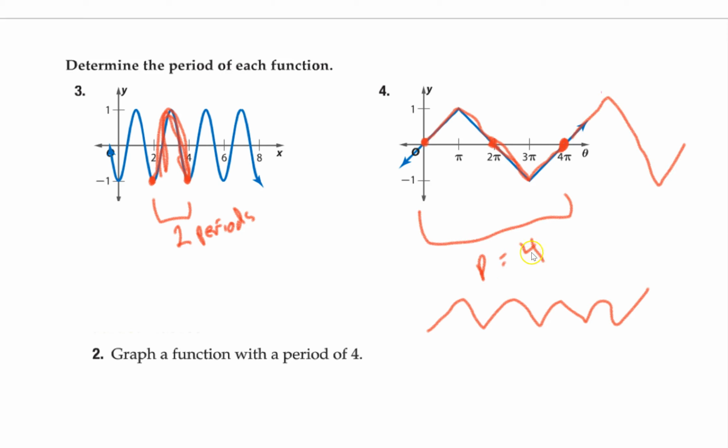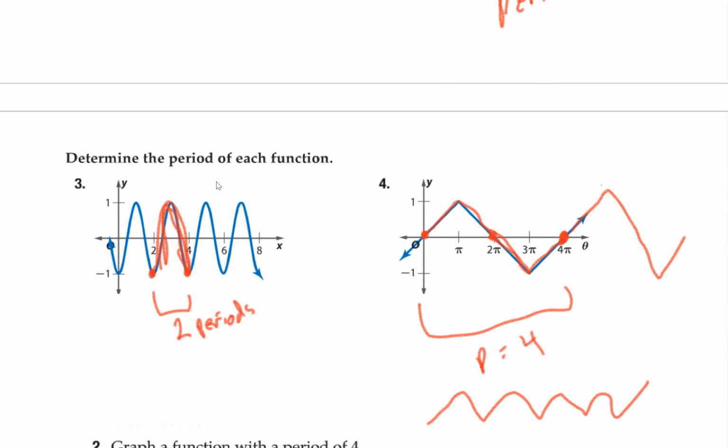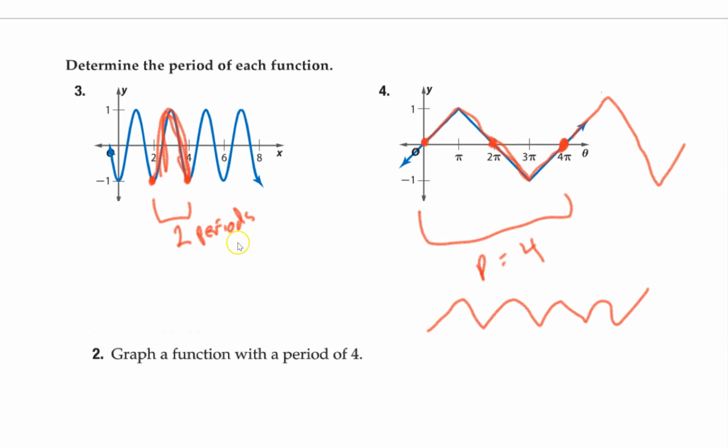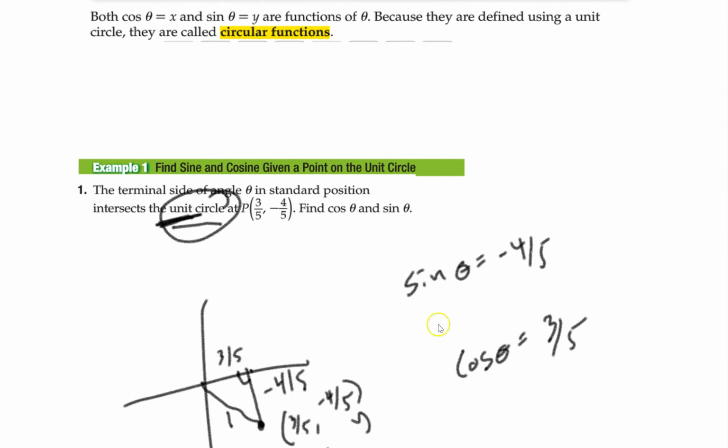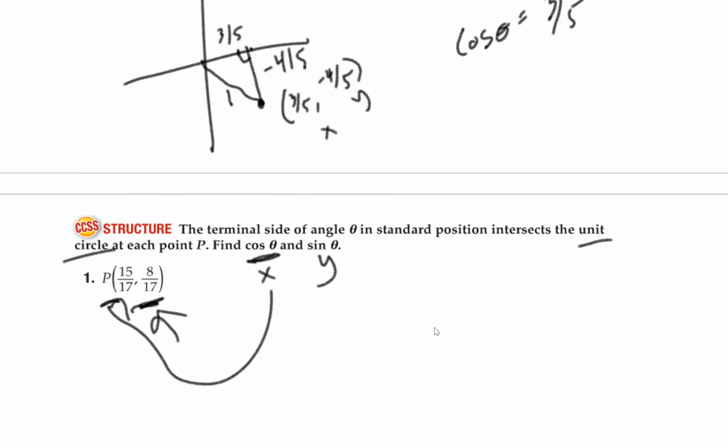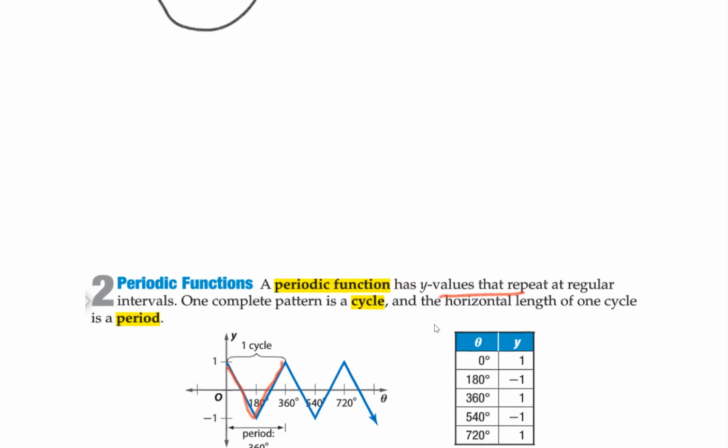And that's all a period means. That's all a periodic function is: a function that repeats itself. Why are we learning this? Because when we start graphing sine and cosine next section, those two things are going to be periodic functions. Same thing with tan. They just mean graphs that repeat themselves because they're built off a circle.